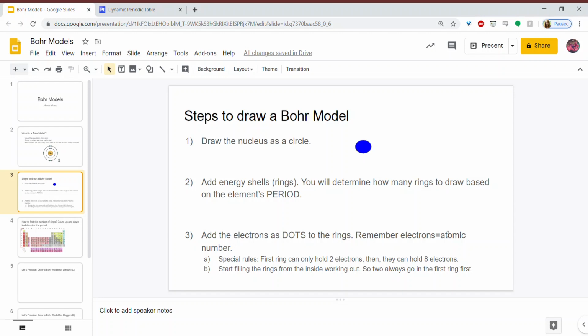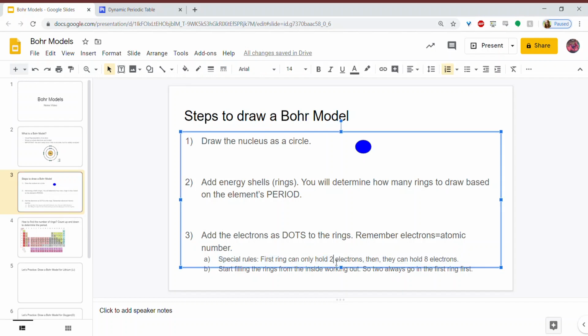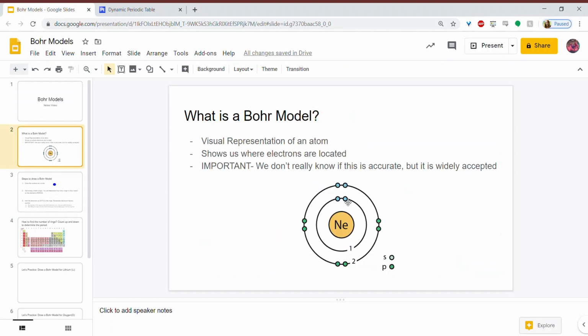There are a couple of special rules that we need to take into account when we're drawing Bohr models. The first one is that the most inside ring, the ring that's closest to the nucleus, can never hold more than 2 electrons. Never ever will it hold more than 2 electrons. From that ring on out, we go ahead and put up to 8 electrons. So let's say neon, for example: this first ring, look, they only put 2 dots on it. Then the next ring, they put 8 dots on it.